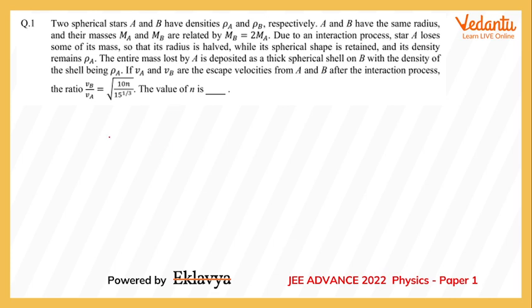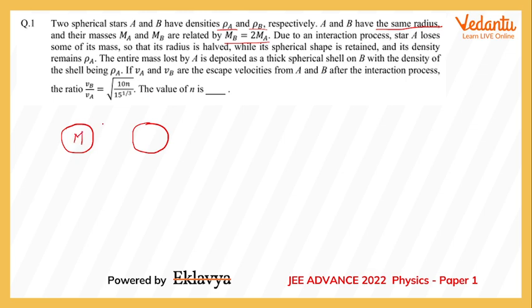So students, this is question number 1 of paper 1 of physics JEE Advanced 2022. This question says that there are two stars having density rho A and rho B, and they have the same radius and their masses are given like this. So let me draw this information that we have right now. So the radii are same.